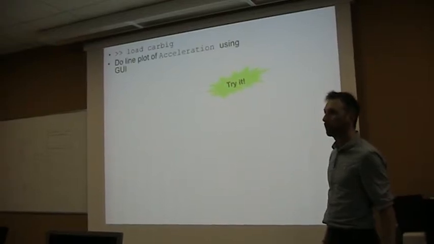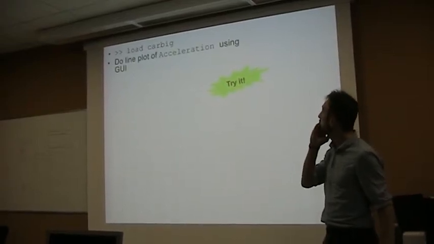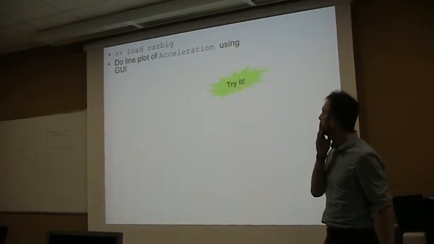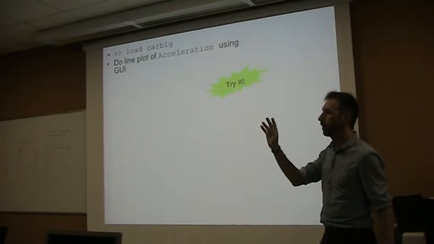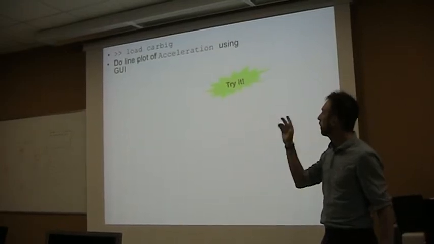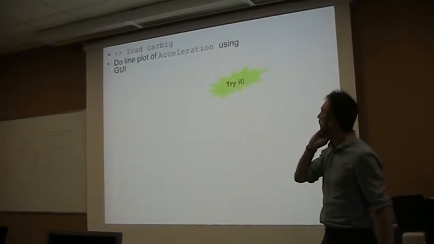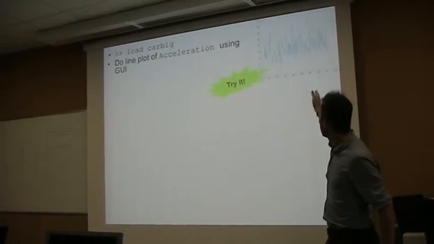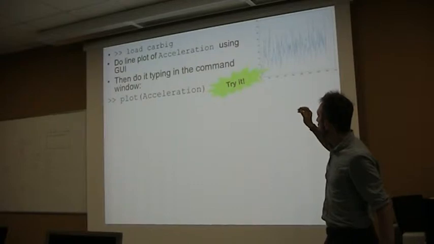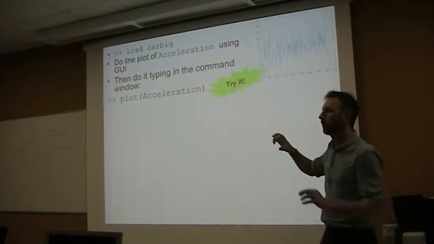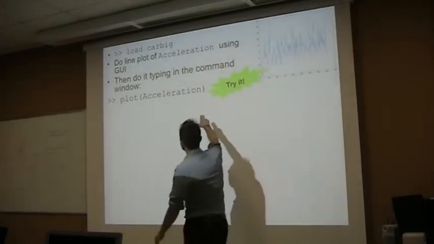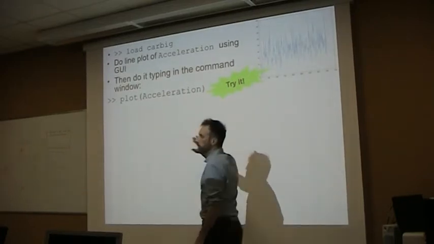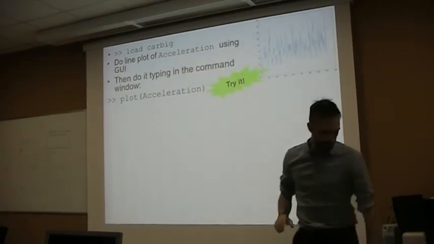So here I was telling you to do this, but maybe we don't have much time. But you can just, for example, right-click on a variable, say acceleration if you had loaded carbig, and hit plot, and you would get something like this. And if you want to do the same thing using the command window, you would write plot acceleration, and the result should be identical.